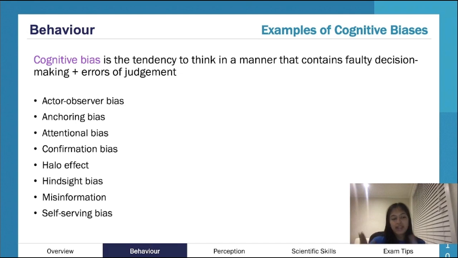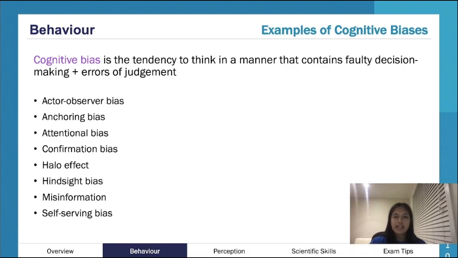Attentional bias is basically just like attention. It's when you pay attention to certain things and not to others. That might be for a lot of different reasons. But in making decisions and judgments, this can lead to bias because you aren't really considering everything fairly. You're just paying attention to certain things and not to others.